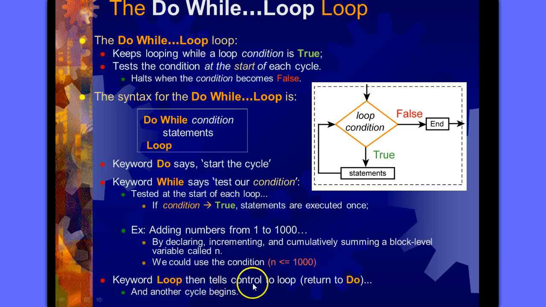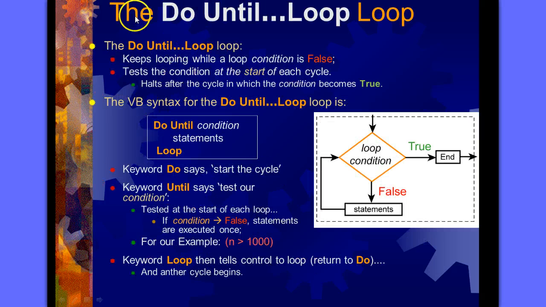Keyword loop then tells control to loop, or in other words, to return to do, and another cycle begins. Do until loop. Okay, do we want to look at this now? All right, let's check it.